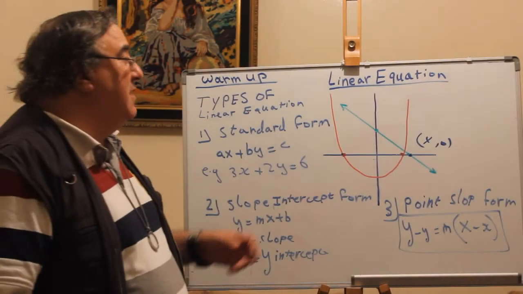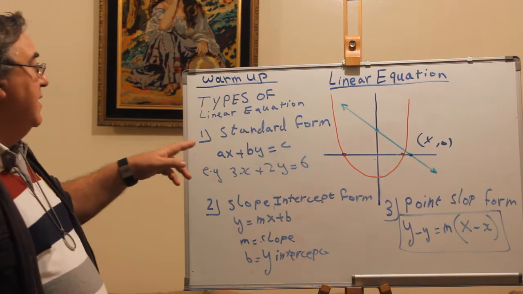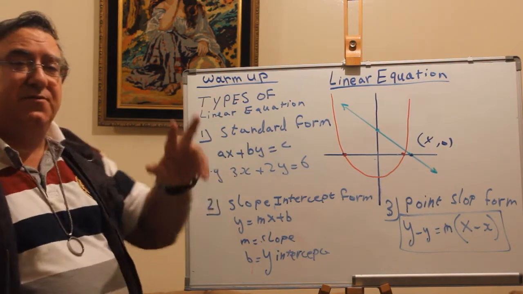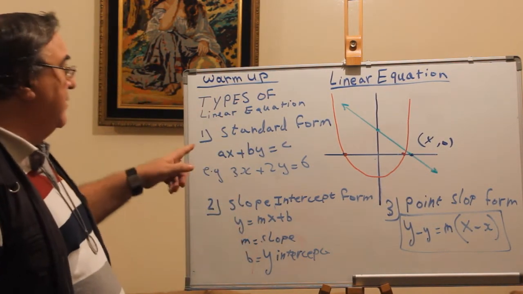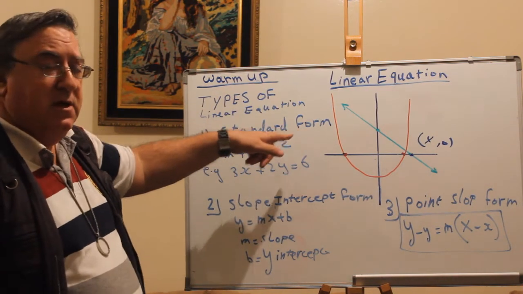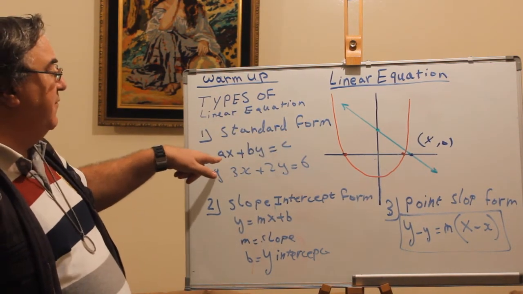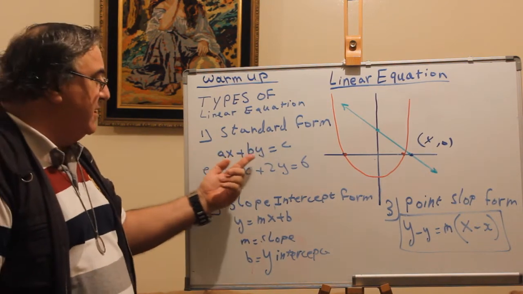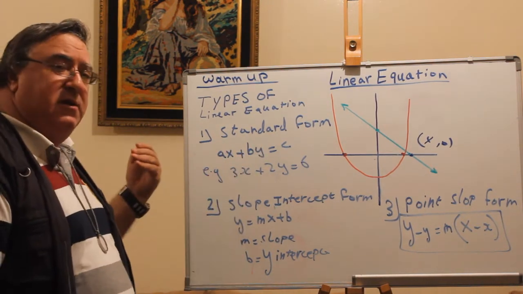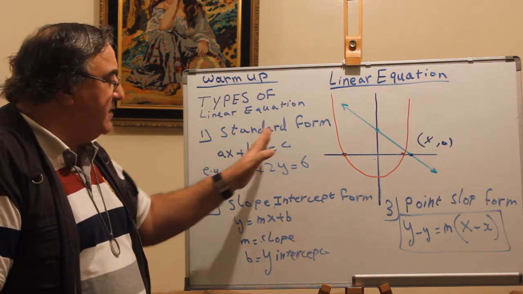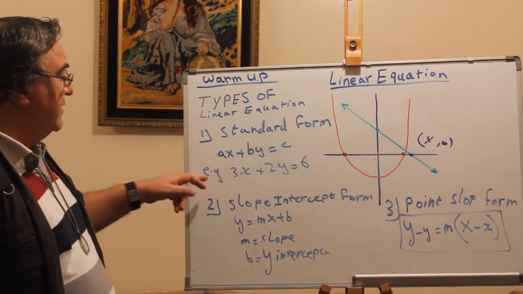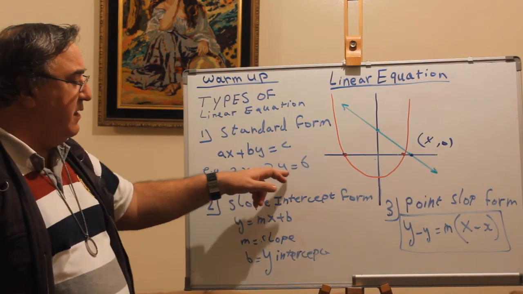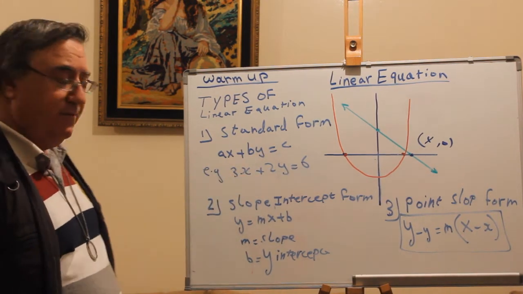Okay, now I will tell you the types of linear equation. We have 3 types of linear equation. First one is standard form. Standard form comes in the form ax plus by equals c. It means the x and the y, the variables, are on one side of the equation, and the rest is a constant number. For example, 3x plus 2y equals 6. This we call standard form.